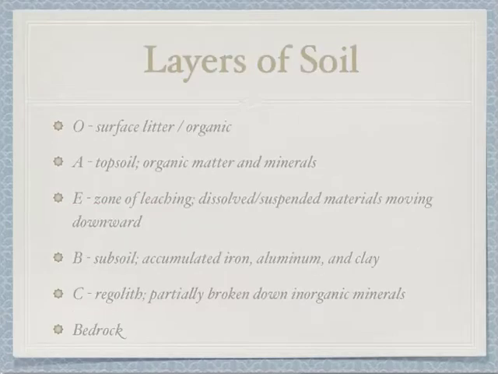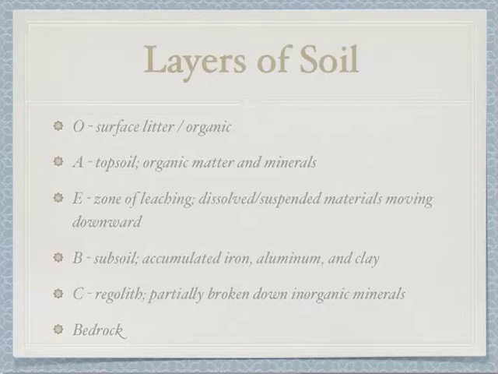Here are the layers of the soil. The first layer of soil is called the O horizon. They're all labeled horizons because they run horizontally across the soil. O stands for organic, and this is the surface litter and organic materials. The A horizon is called the topsoil. This is where organic matter and minerals lie.